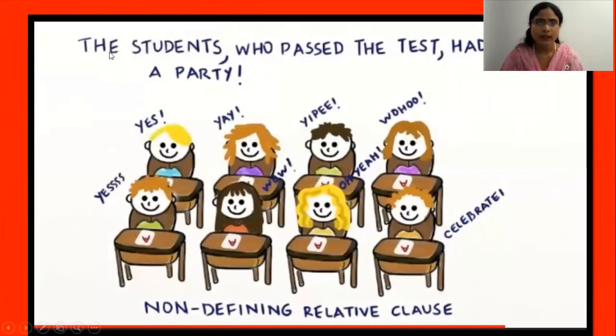This sentence, the students, comma, who passed the test, comma, had a party. In this particular sentence, this is a non-defining relative clause. Here in this picture, if you see, all the students passed the test and they had a party.